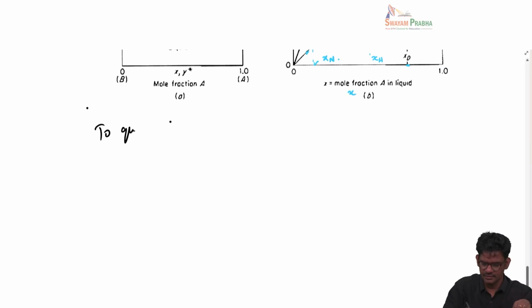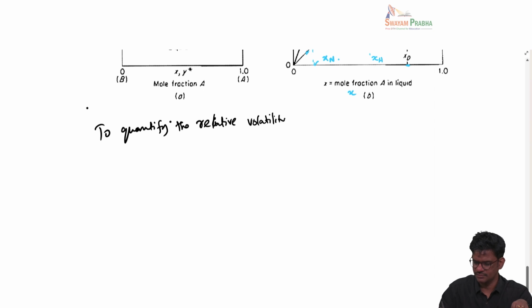Now I was telling you A is more volatile than B, but we also can define a quantity that says how much more volatile A is than B. So we are going to introduce a term called relative volatility to quantify to what extent A is more volatile than B. To quantify the relative volatility, we define a parameter alpha as something like this.